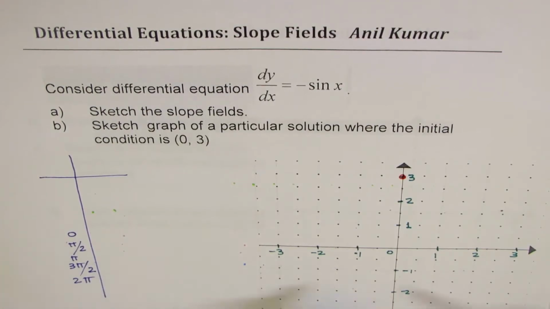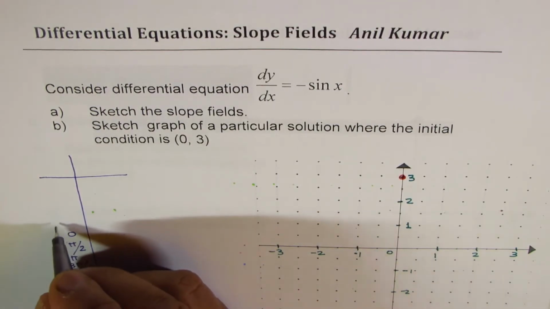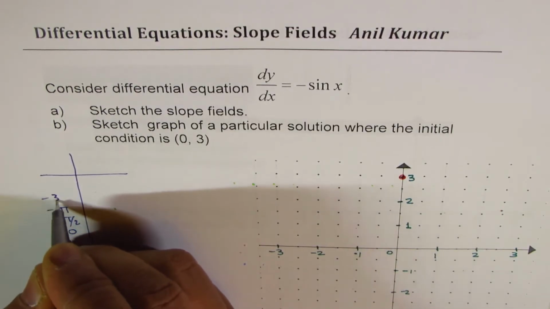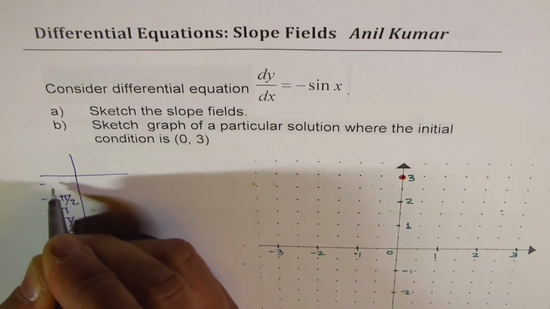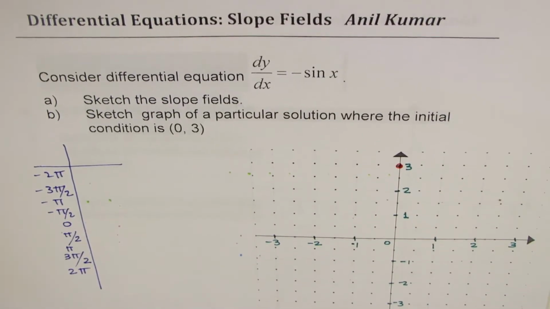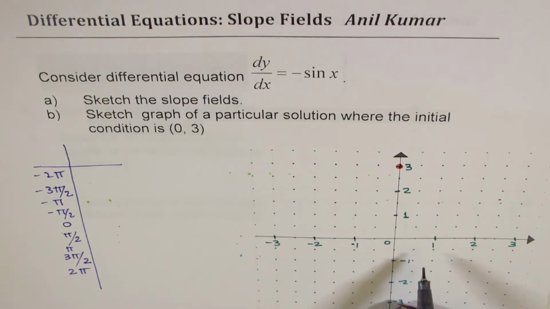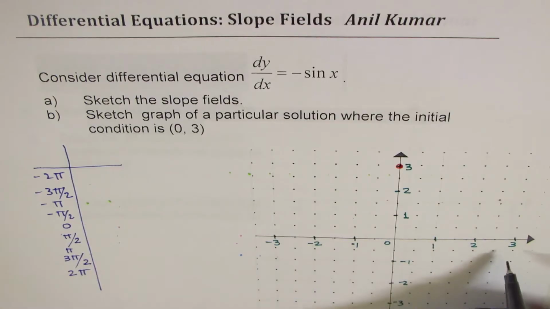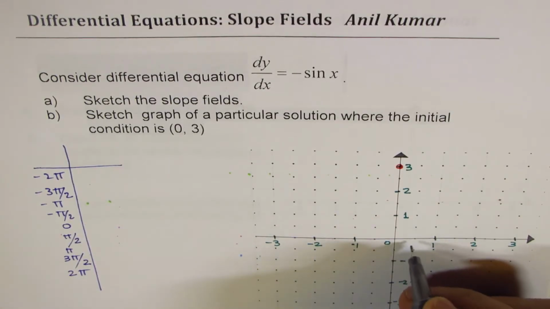So those could be values on the right side, and on the left side we'll go minus pi by 2, minus pi, minus 3 pi by 2, and minus 2 pi. Is it okay? So those are the points which we are going to take. I'll accordingly change. So we are having how many points? This is 0, 1, 2, 3, 4 on the right.